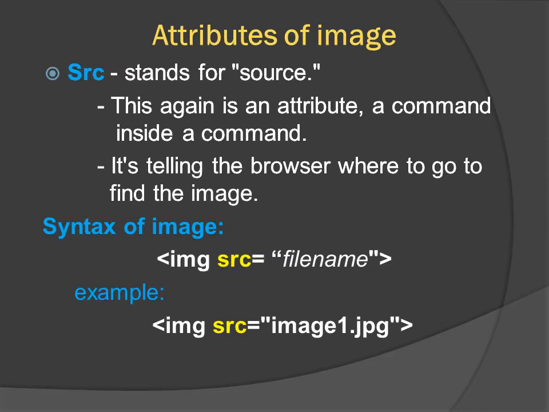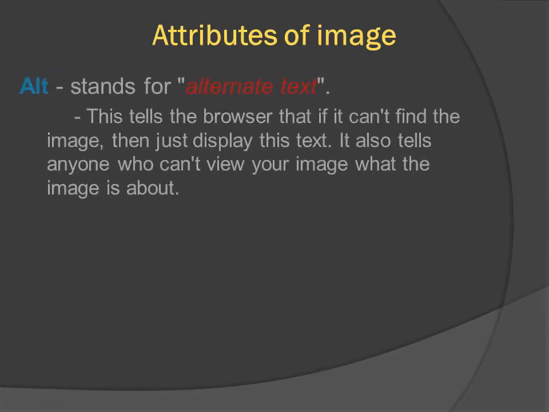With the same syntax with the SRC equals image1.jpg. Another attribute, the alt. This stands for alternate text. This allows us to put some text as we place our cursor on our image, so that it will tell anyone who can view your image what this image is all about.